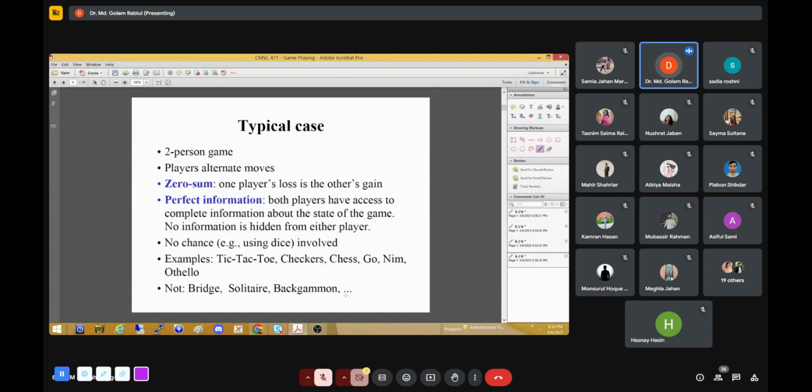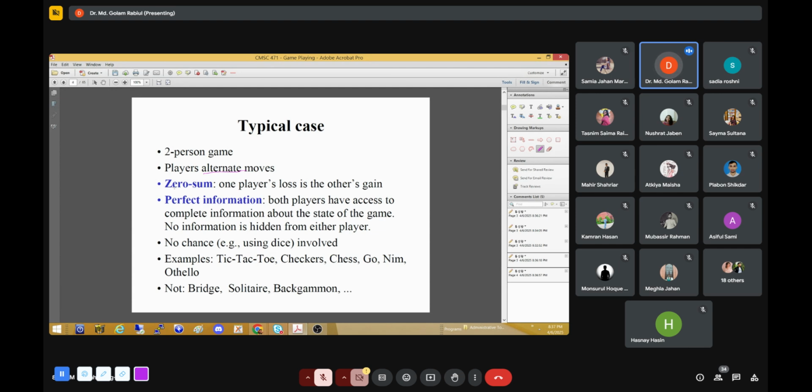In the typical case, we design the AI agent for a two-person game. The players alternate moves. That means the first player moves, and then the first player needs to wait for the move of the other player. That is what alternate moves means: the first player plays, then waits for the next player to play.